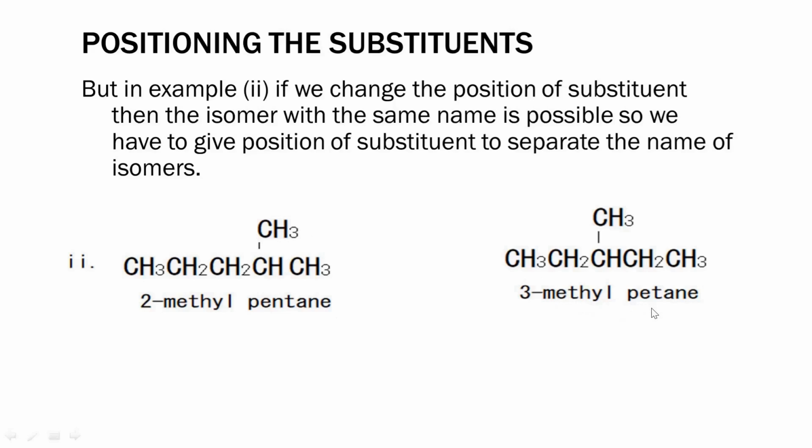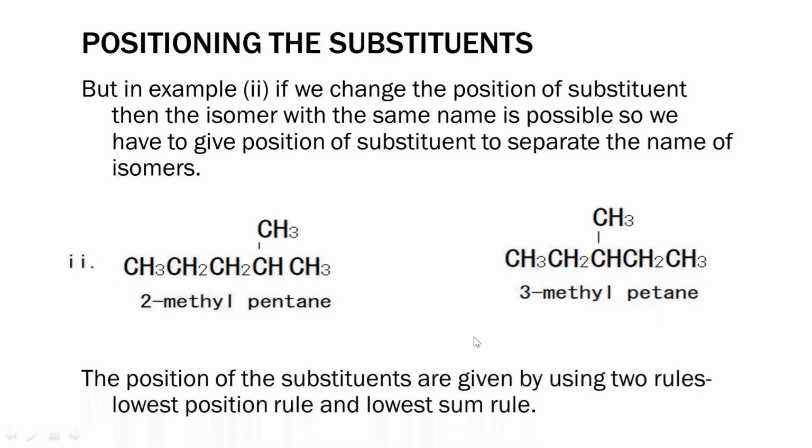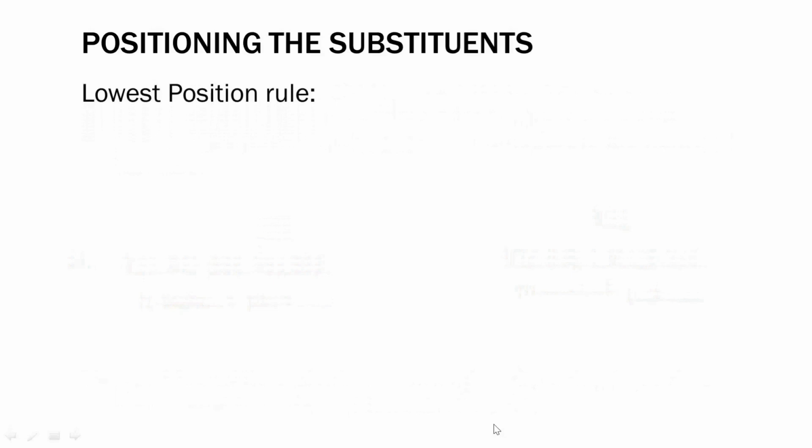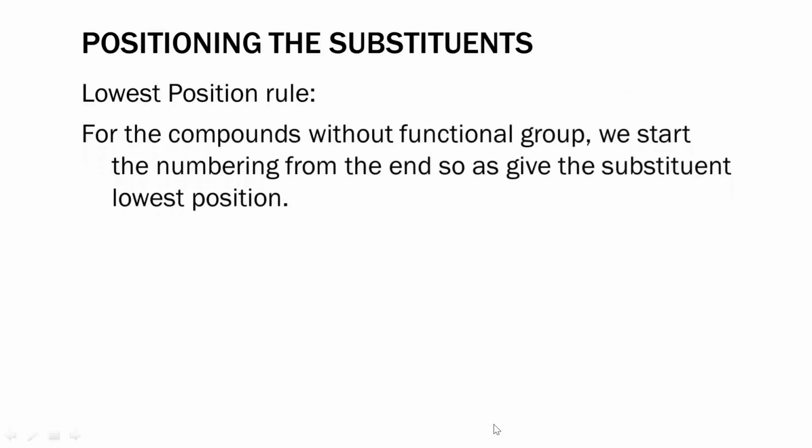Now, how to give the position of the substituent then? Alright, so the position of the substituents is given by using two rules: the lowest position rule and the lowest sum rule. Okay, now first let's talk about the lowest position rule. The lowest position rule can be discussed in two conditions: first for compounds without functional group, and second for compounds with functional groups.